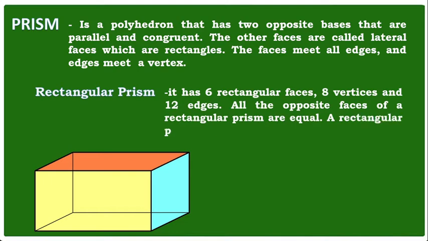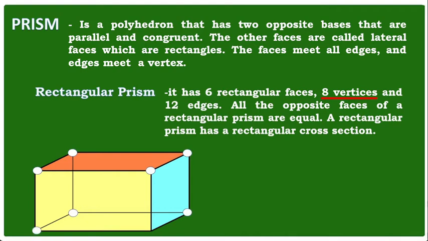All the opposite faces of a rectangular prism are equal. A rectangular prism has a rectangular cross section. Remember, a rectangular prism has 8 vertices. Let's try to look for these 8 vertices in the given solid figure. 1, 2, 3, 4, 5, 6, 7, 8. There you go. It has 8 vertices.